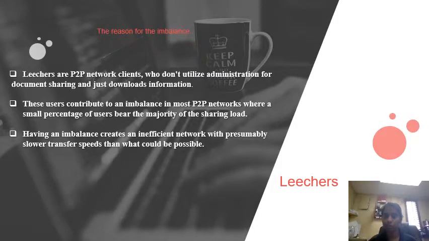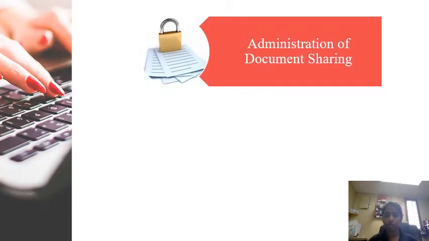If there are more active peers in the network, it will give a healthy peer-to-peer network. Having an imbalance creates inefficient work with presumably slower transfer speeds than what could be possible. To overcome this, administration of document sharing will be more helpful.